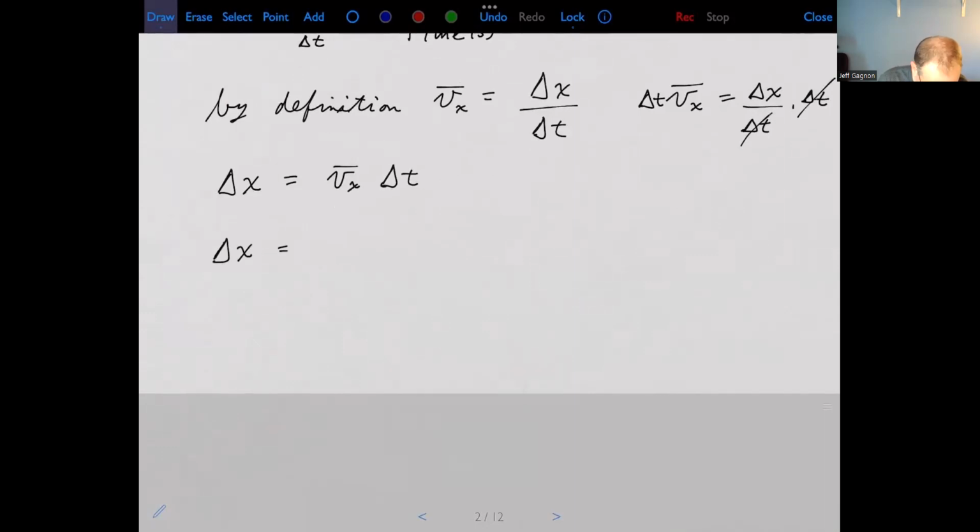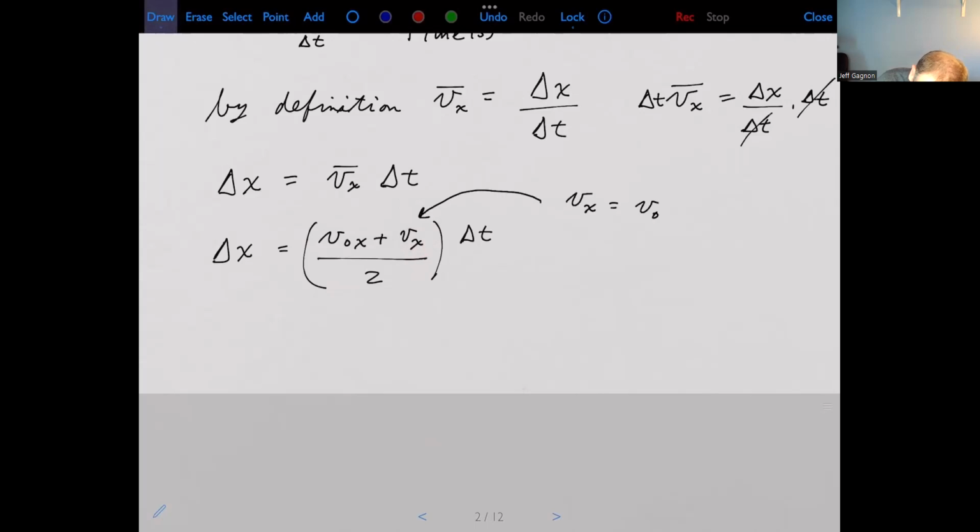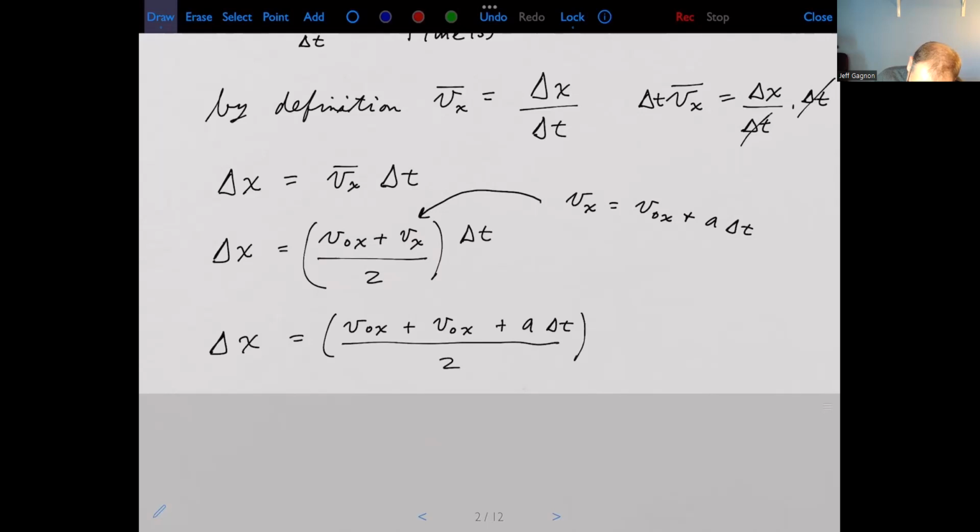Remember, another way of writing this is I can say this is v naught x plus v_x divided by 2 times delta t. Right, so this term right here is my average velocity in the x direction. And then I'm going to plug in for v_x here what I just found earlier, that previous equation. Remember, v_x is equal to v naught x plus a delta t. So if I substitute that in, I'm going to have delta x is equal to v naught x plus, and then this becomes v naught x plus a delta t. That's all divided by 2 times delta t.